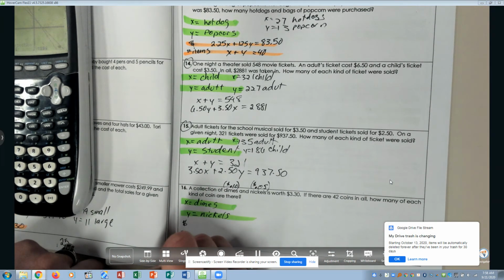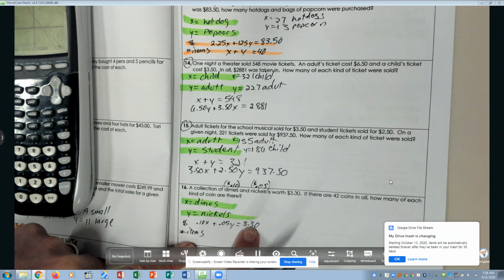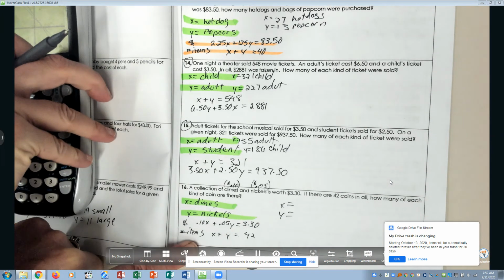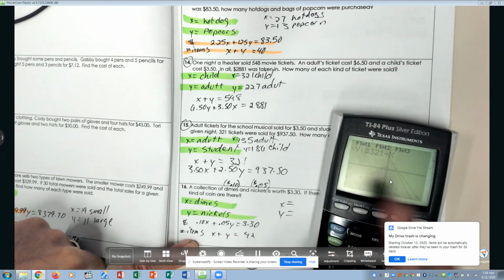Again, I'm going to have a money equation and I'm going to have a number of items equation. Dimes, 10 cents per dime. Nickels, 5 cents per nickel. But together, it's worth $3.30. So notice how everything in this equation has to do with money. Then we have some dimes, we have some nickels, but there are 42 coins in all. So how many dimes, how many nickels? That's the question. Okay, so let's use our graphing calculator.